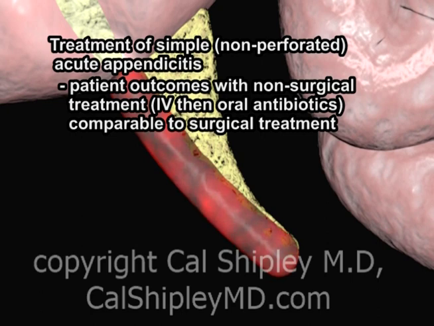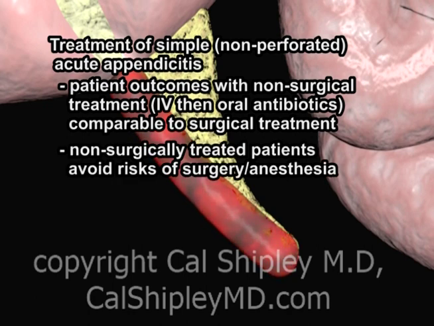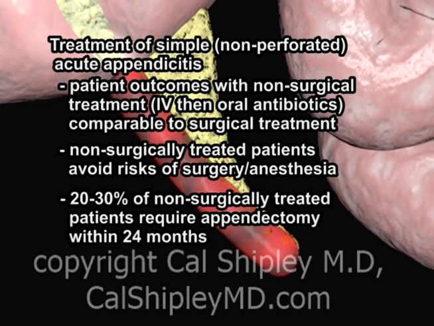Most studies have found that non-surgical conservative treatment of simple acute appendicitis with intravenous and then oral antibiotics has yielded comparable outcomes to those patients treated surgically. A significant benefit for the conservatively treated patients is that they avoid the risks associated with surgery and general anesthesia. One caveat for non-surgically treated patients is that approximately 20 to 30% of them end up requiring appendectomy within 1 to 2 years after initial treatment.